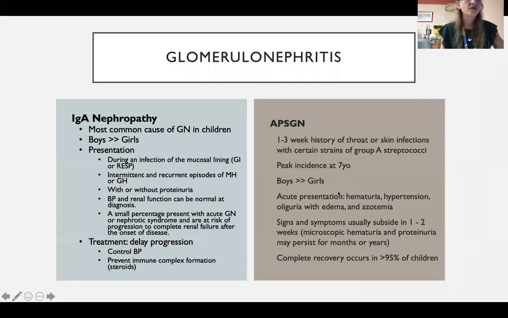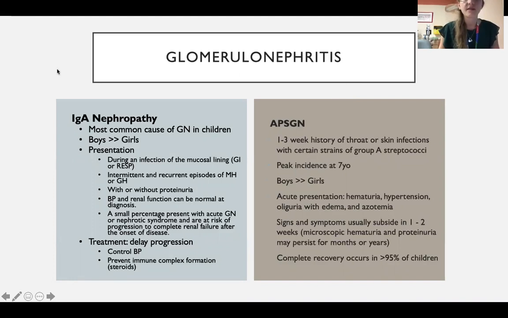So the two most common glomerular nephritis in children, oh, sorry, I forgot to mention, the prognosis of most glomerular nephritis in children is better than adults, but it's important to do an early diagnosis and refer them to nephrology promptly, so to delay progression and preserve renal function. So moving on to the main glomerular nephritis.